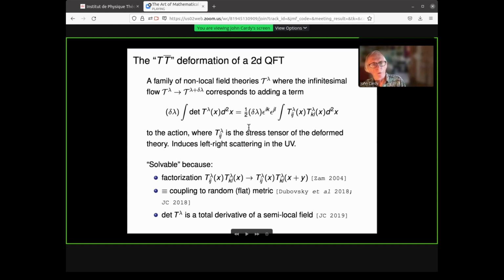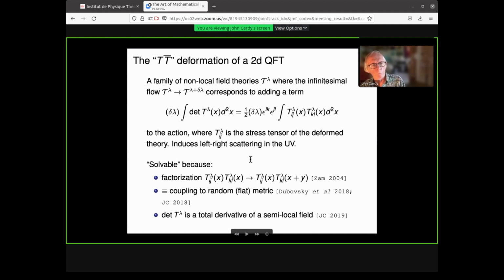And the point is that this is an irrelevant perturbation, so it just affects the theory in the UV, and if we add it as a perturbation to a conformal field theory, it induces left-right scattering, so it spoils the holomorphic and anti-holomorphic properties.